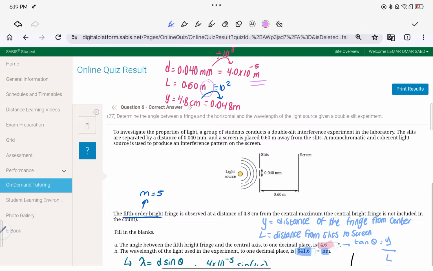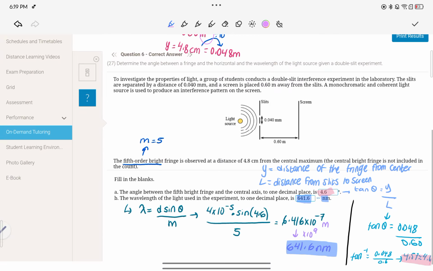They said the fifth order bright fringe. This question is kind of hard and almost all the questions are like this, but just know this formula: wavelength equals d sine angle over m. You also have to know tan angle is equal to y over L.